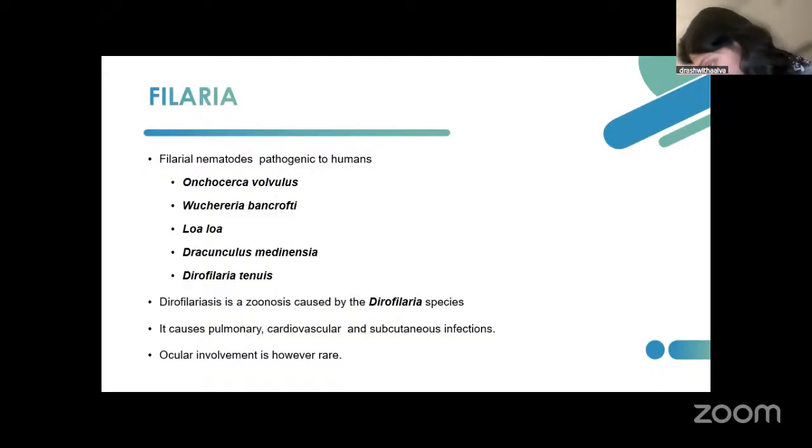Now, filaria. Filaria includes Onchocerca volvulus, Wuchereria bancrofti, Loa loa, and the most common is Dirofilaria. It is a zoonosis caused by the Dirofilaria species. It causes pulmonary, cardiovascular, and subcutaneous infection. Ocular involvement is, however, rare.